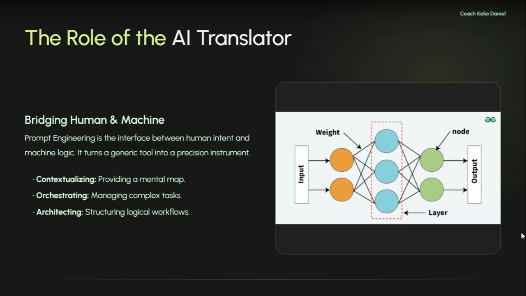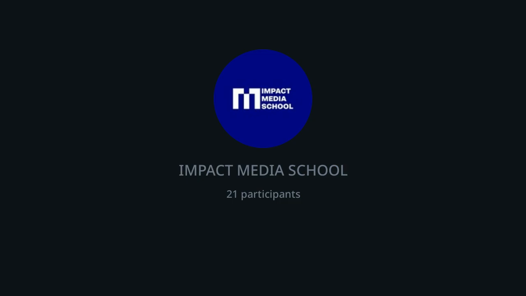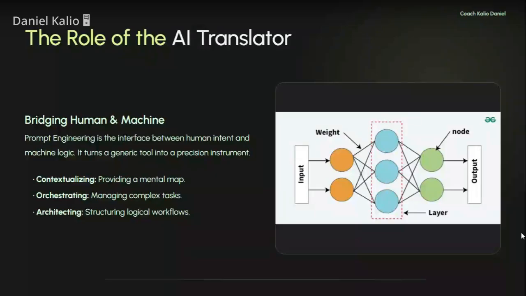What is the role of an AI translator? An AI translator is someone who interfaces between human intent and machine logic. What we are doing in that case is what we call prompt engineering. Prompt engineering is the interface between human intent and machine logic. Let's make it very simple. The prompt you send is what makes the machine capable of understanding what the user, you yourself, requires. Without the prompt, the machine, that is the AI model, cannot really understand. So it is a form of translator.